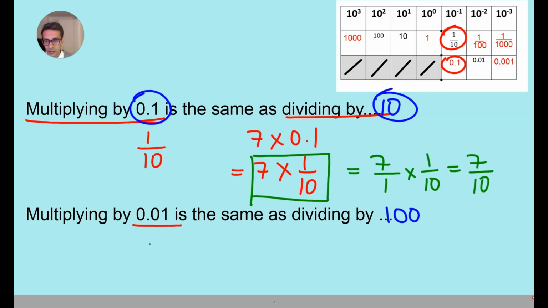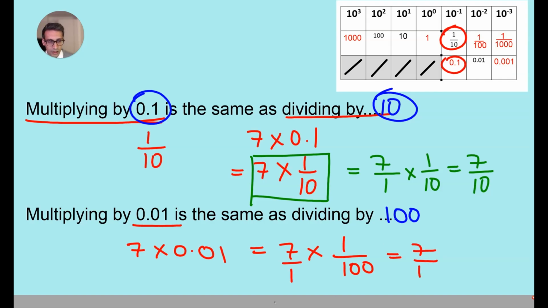So practical example of that, again, let's stick with 7. 7 times 0.01, which is equal to 7 times 1 over 100. Now we can write 7 as 7 over 1. That becomes 7 over 100, which is just 7 divided by 100. So 7 times 0.01 is the same as 7 over 100.